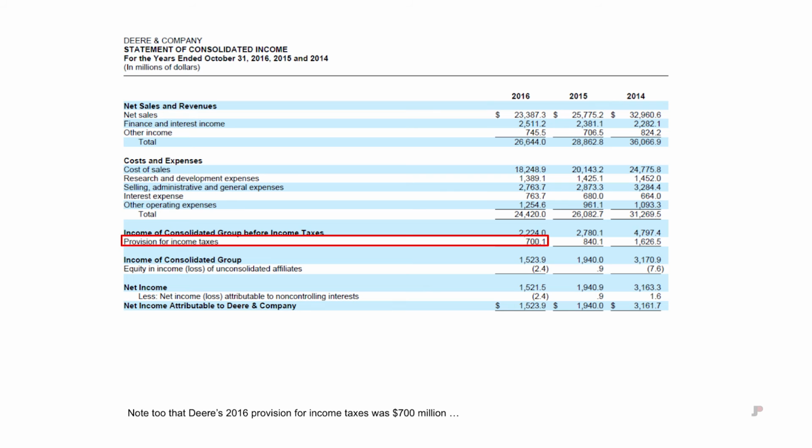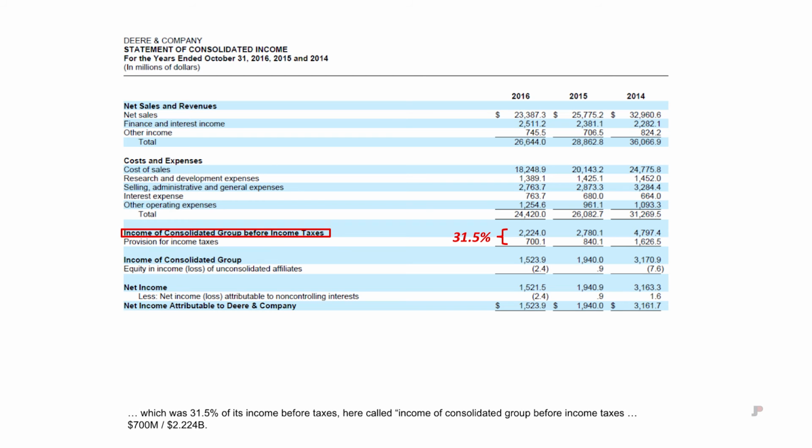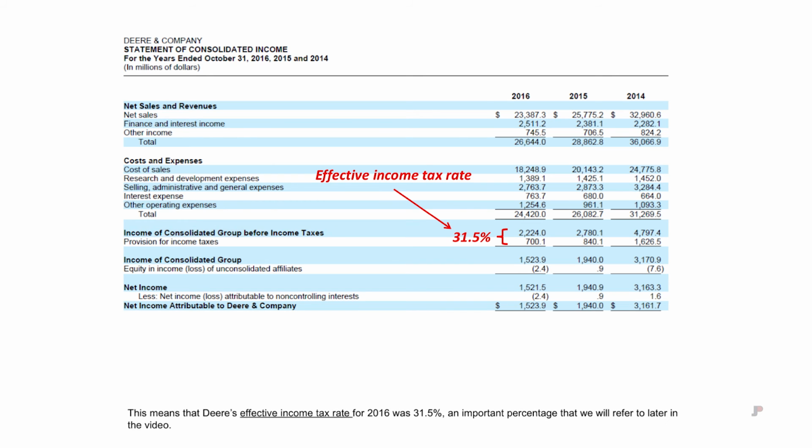Note too that Deere's 2016 provision for income taxes was $700 million, which is 31.5% of its income before taxes, here called income of consolidated group before income taxes. $700 million divided by $2.24 billion. This means that Deere's effective income tax rate for 2016 was 31.5%, an important percentage that we will refer to later in the video.